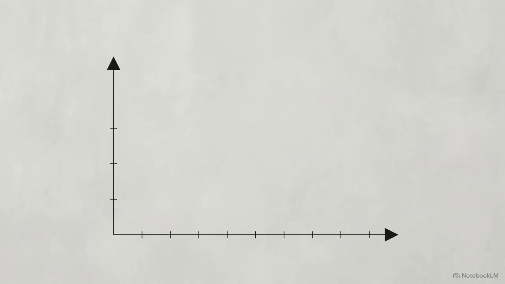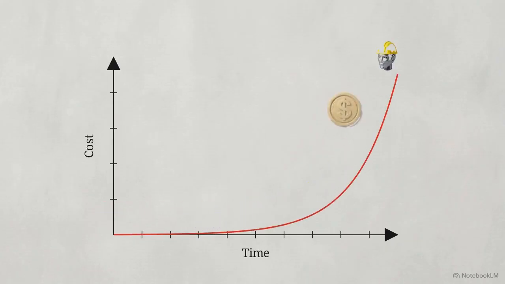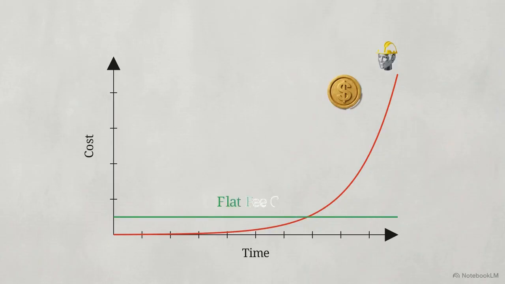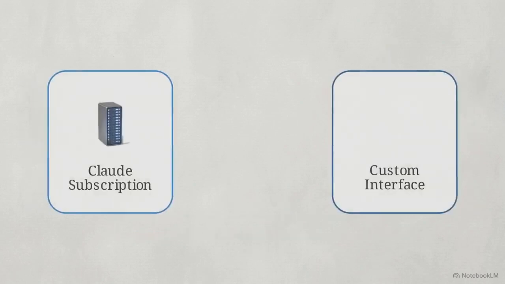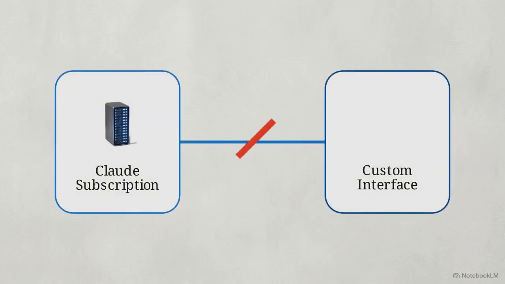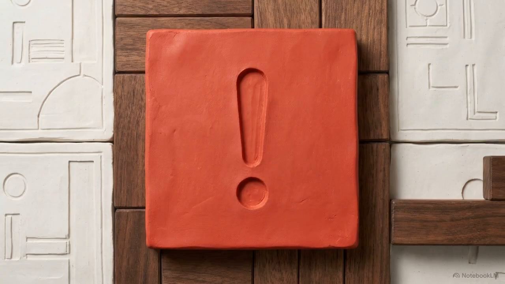This chart tracks API costs. With autonomous agents looping, you pay for every token. Costs stack up fast. A standard Claude subscription avoids this. The flat fee caps your costs completely. However, infrastructure blocks plugging a consumer subscription directly into a custom interface, so you're stuck.